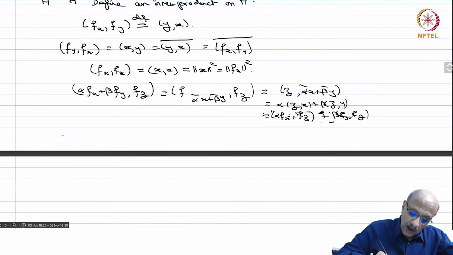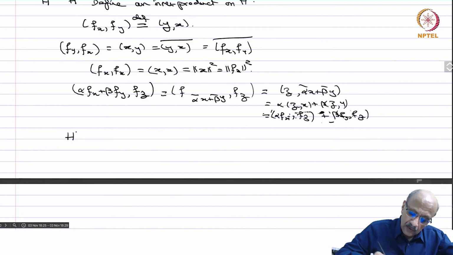So therefore this defines a genuine inner product on the space. So H star is therefore a Hilbert space, and therefore you can define an inner product on H double star in the same way using the Riesz map. So now we have two maps. Now the Riesz map is always onto.